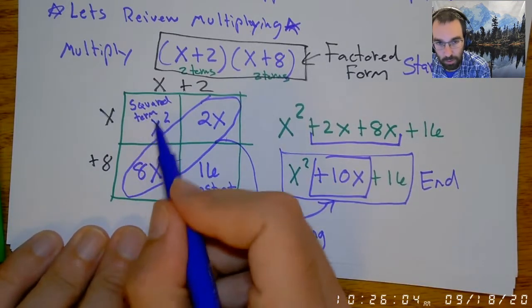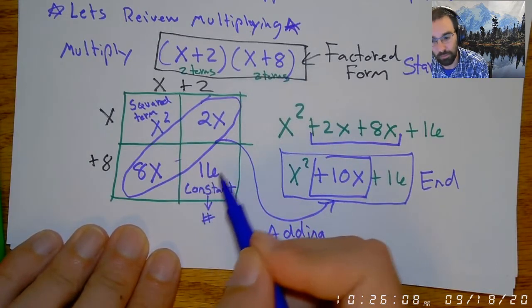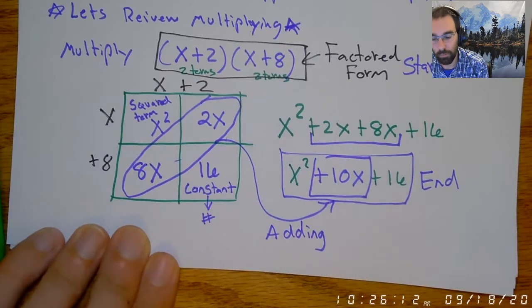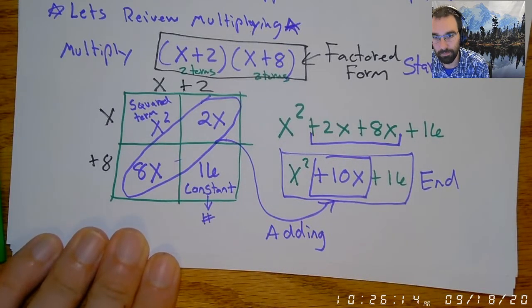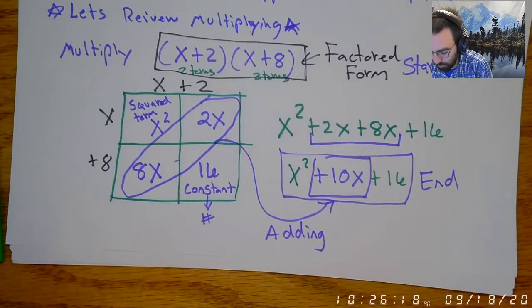So some key things to remember again. The squared term is always in the upper left. The constant's always in the bottom right. These two numbers are going to add to our middle number. Pretty neat. Okay, so you're like, what's the big deal? Does anybody have any questions before we move on?